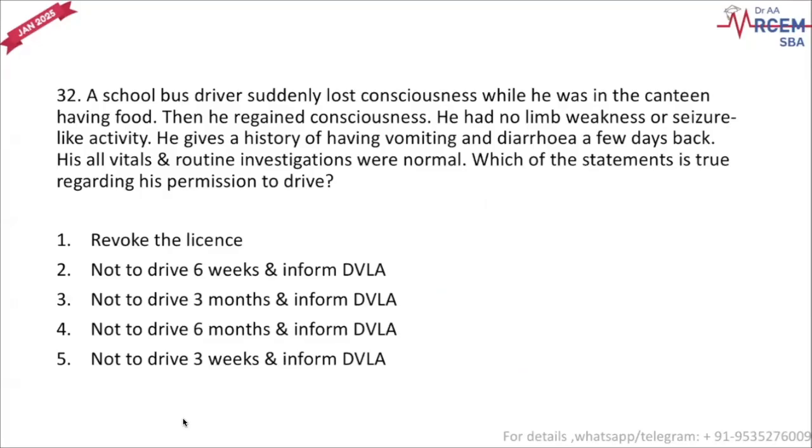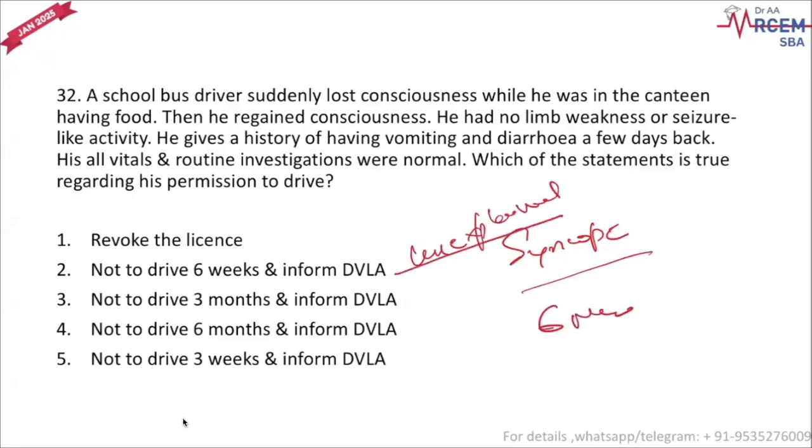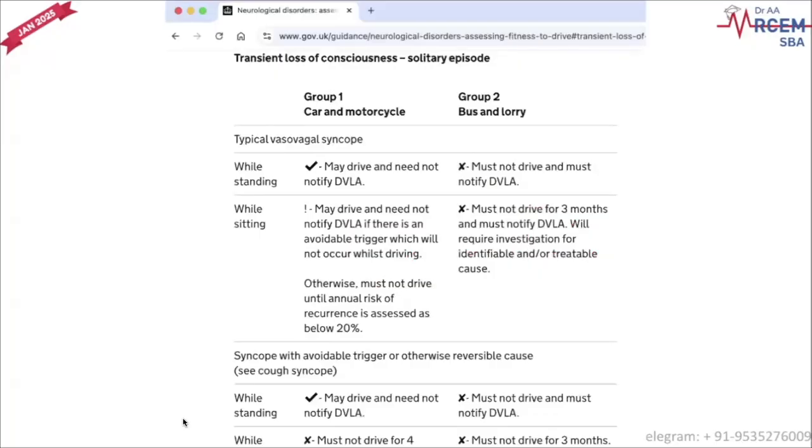So what are we thinking about here? This is again a syncope. Do we know the cause of syncope? No, it is an unexplained syncope that the patient is having. Unexplained syncope, for 6 months he shouldn't be driving. So 6 months and inform the DVLA is the right answer here.